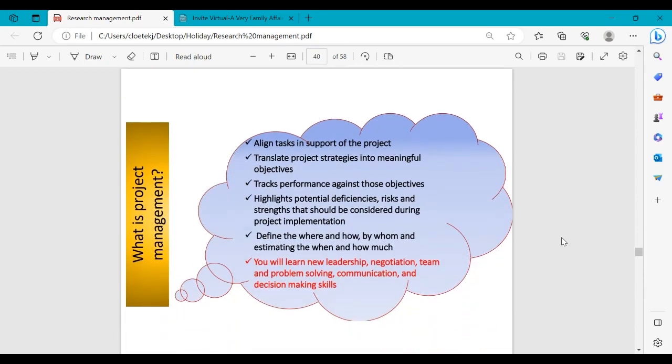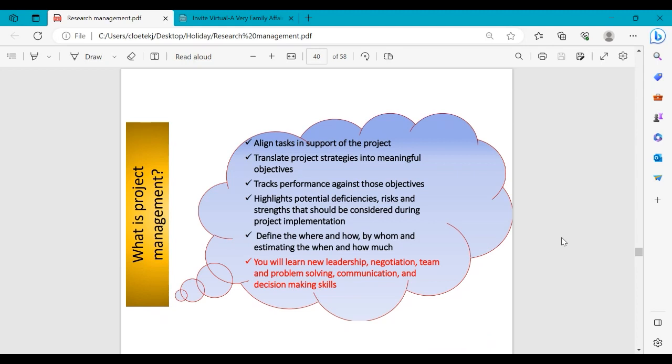Then align the tasks in support of the project, not outside of the project. It should be dedicated towards achieving the project. Translate your project strategy into meaningful objectives. You track the performance against those objectives. You highlight potential deficiencies, risks, and strengths that should be considered during the project implementation.